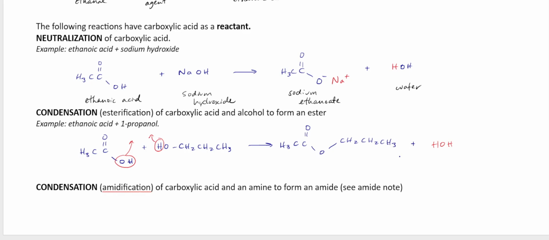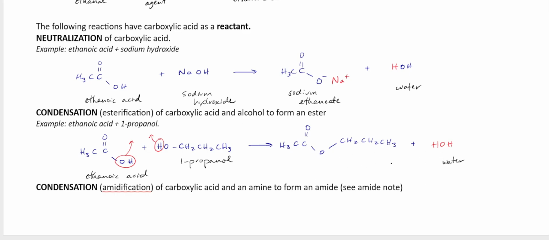So we can see that the H and the OH are off, but now I have this big molecule right here, and that's why it's called a condensation reaction. We're taking two molecules and we are putting them together to form one molecule. Let's write the names underneath. So over here, first of all, I've got ethanoic acid, 1-propanol, and water.